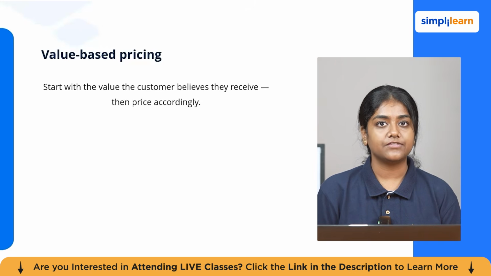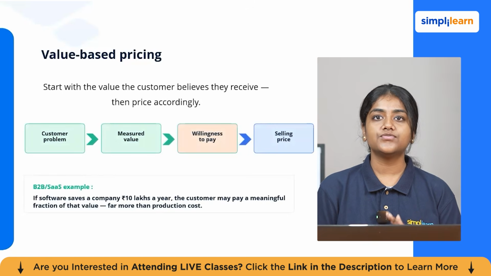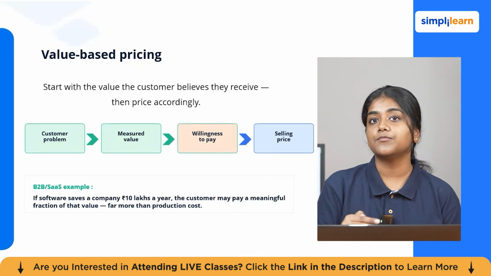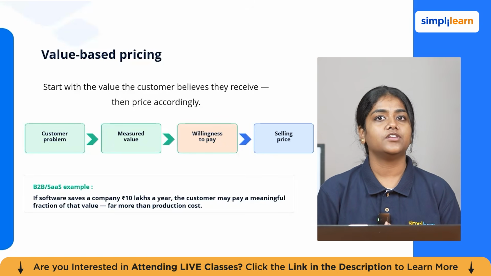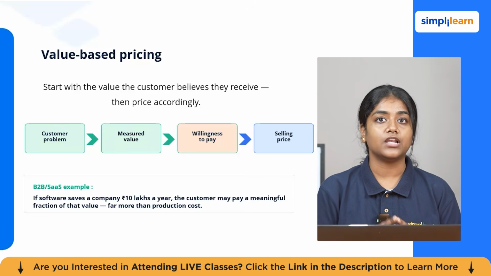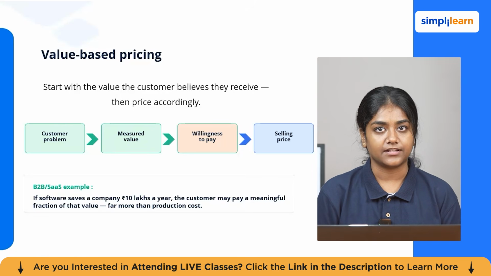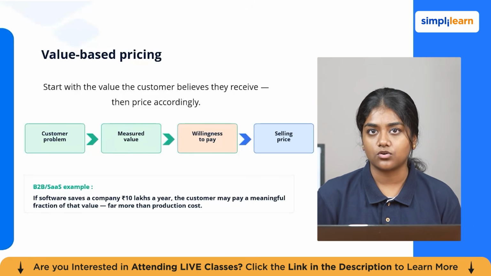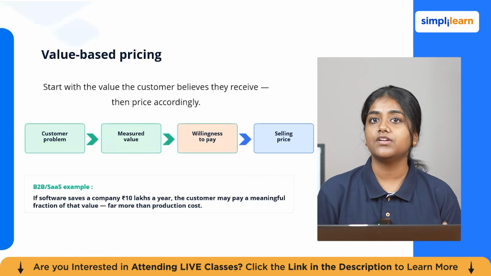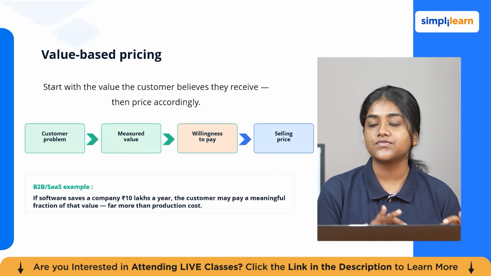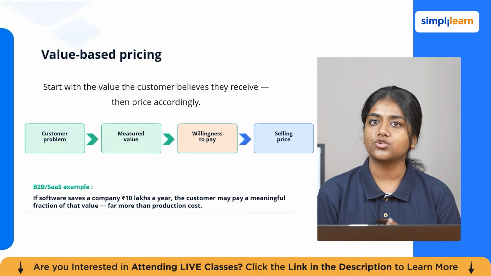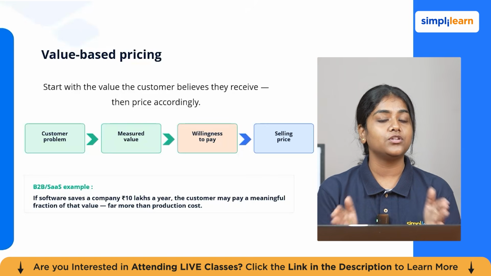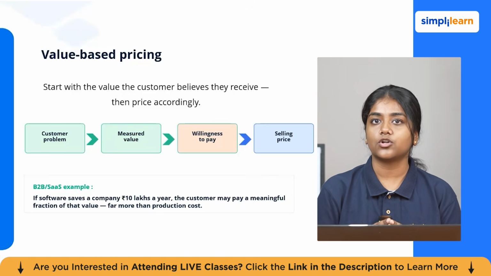So value-based pricing flips the starting point entirely. Instead of starting from your cost, you start from the value the customer perceives they're receiving and price accordingly. This approach is especially powerful in B2B and SaaS businesses where the value delivered can often be quantified fairly and directly. If a piece of software saves a company 10 lakh rupees a year in operational cost, that company would very likely be willing to pay a meaningful fraction of that 10 lakhs for the software, potentially far more than the software's actual production cost. So value-based pricing captures that gap between the cost and perceived value rather than leaving it on the table.